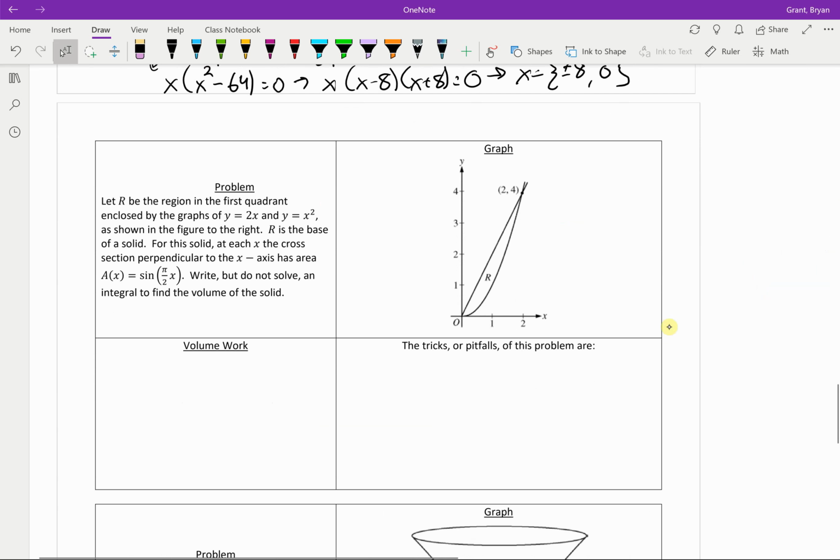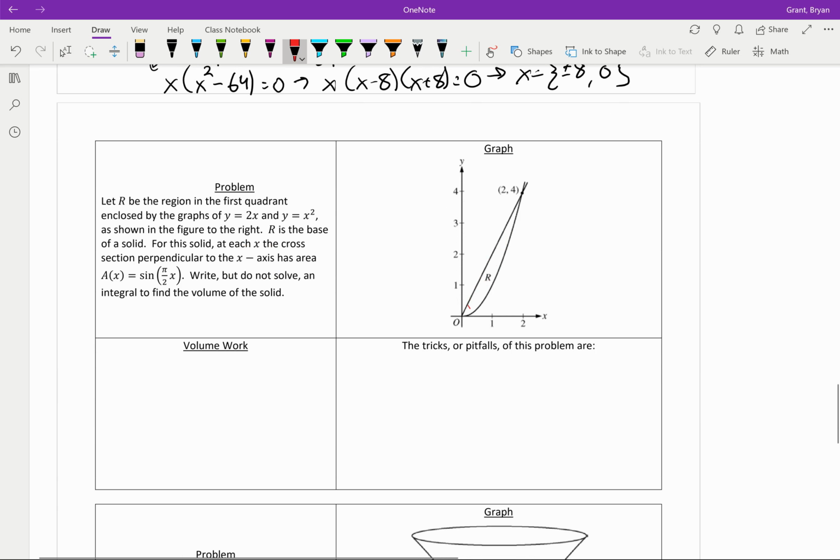So let R be this region enclosed by those. R is the base of a solid, so this is something you could walk around on right here. Very exciting. For this solid, at each x, the cross section perpendicular to the x-axis has an area. Right, but do not solve an integral. Now notice they didn't tell us to revolve or reflect this around anything. We don't have to flip it around the x-axis.